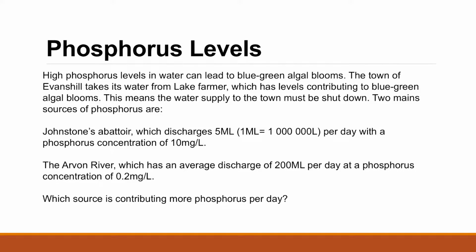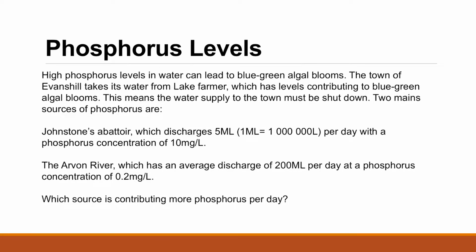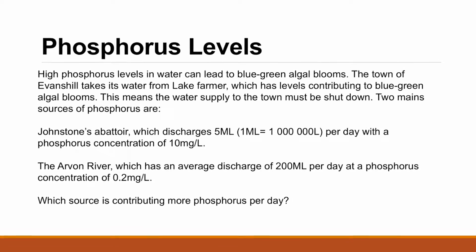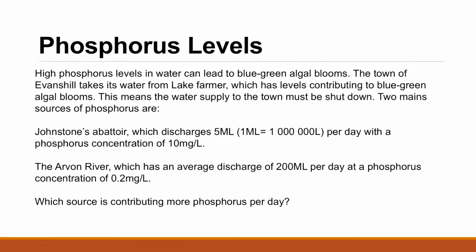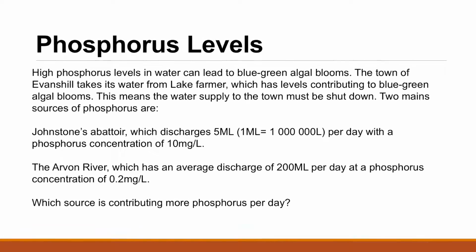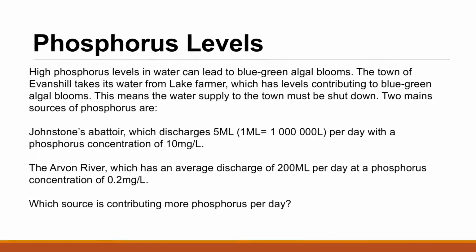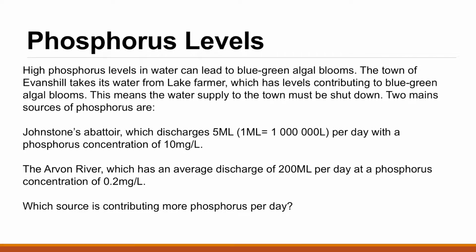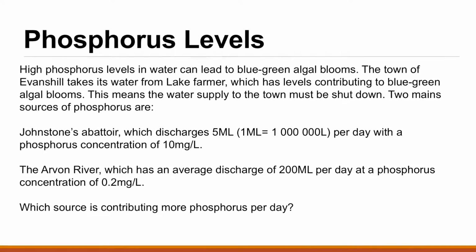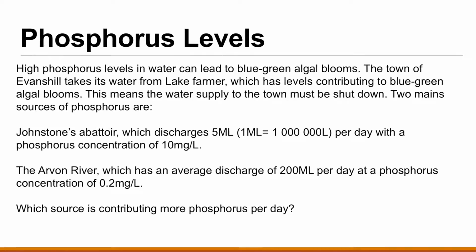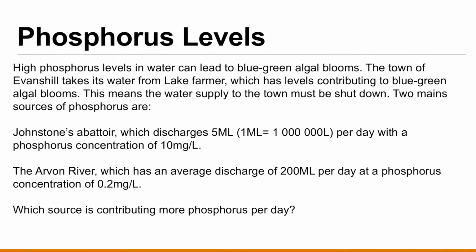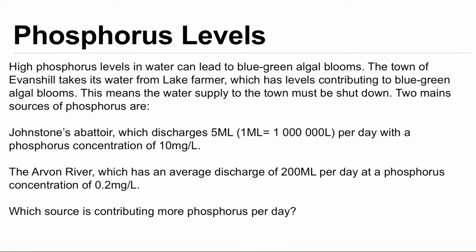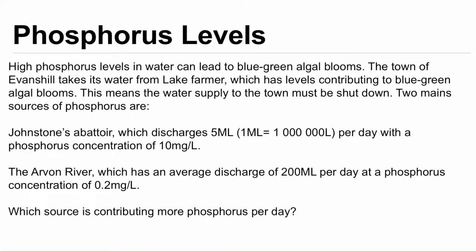So, phosphorus levels. Basically, a town has two sources of phosphorus, which is causing a blue-green algal bloom in their main water source. To stop this, they need to shut down one of the sources of phosphorus. The student's goal is to find out which source is contributing more phosphorus per day, and the question gives them both sources, how much water they discharge in megalitres, and the concentration of phosphorus.